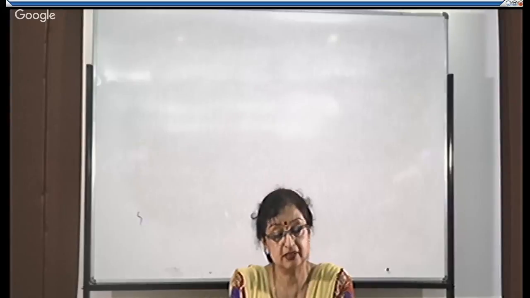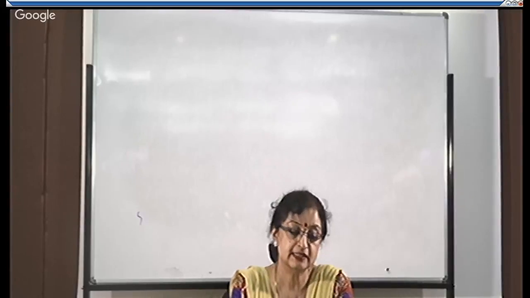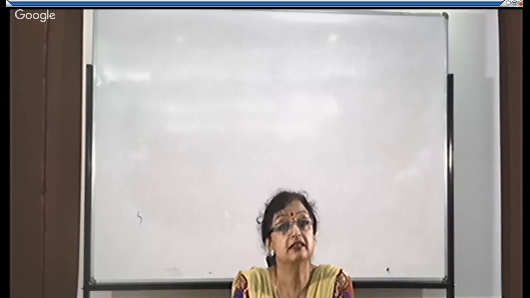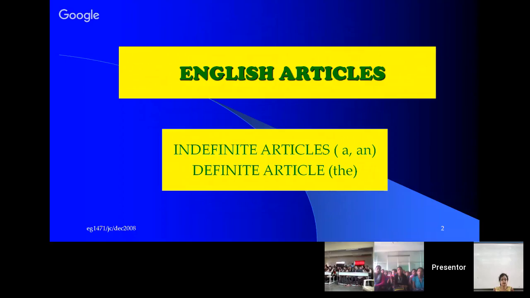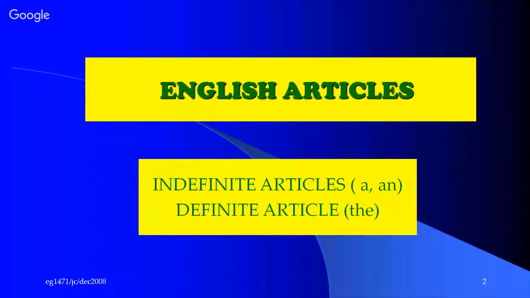English articles. There are two kinds of articles, indefinite articles and definite articles. So yerad reethiyada articles ive. Indefinite articles, ye matte an. Definite articles andre the.